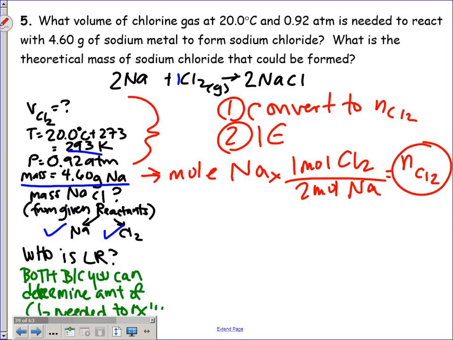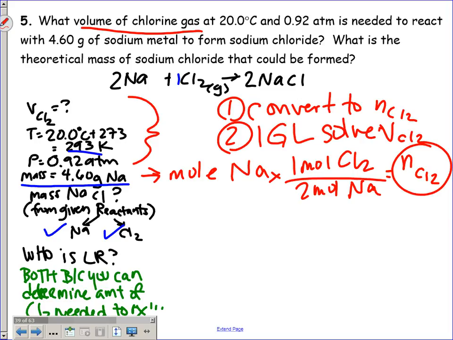Okay. So use the ideal gas law to solve. Plugging in everything else that you already have, solve for V of chlorine gas. I'm just denoting what my identity is by putting a little subscript down there. So I'm solving for V. If you went to V, you already answered the first question: what volume of chlorine gas is formed. And then it says, what's the theoretical mass of chlorine that could be formed?